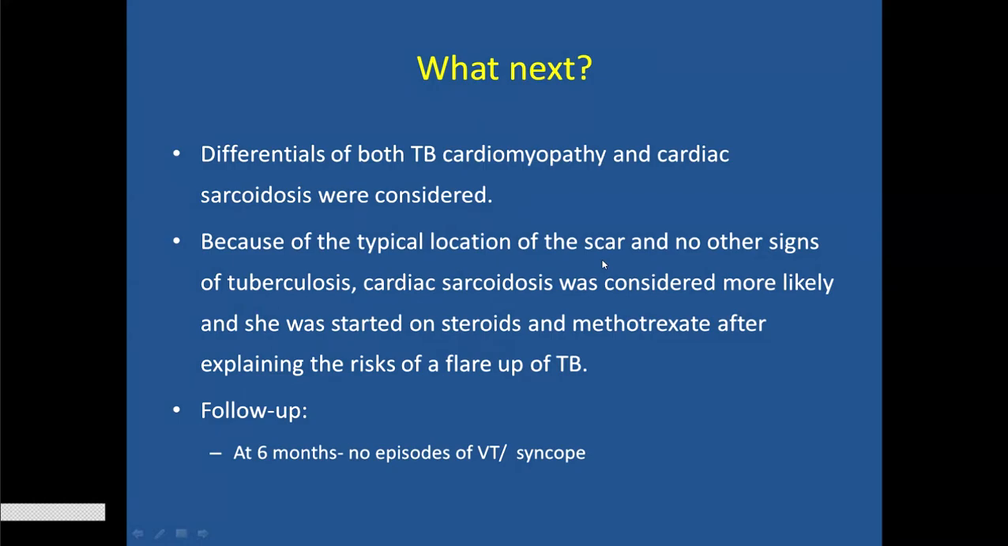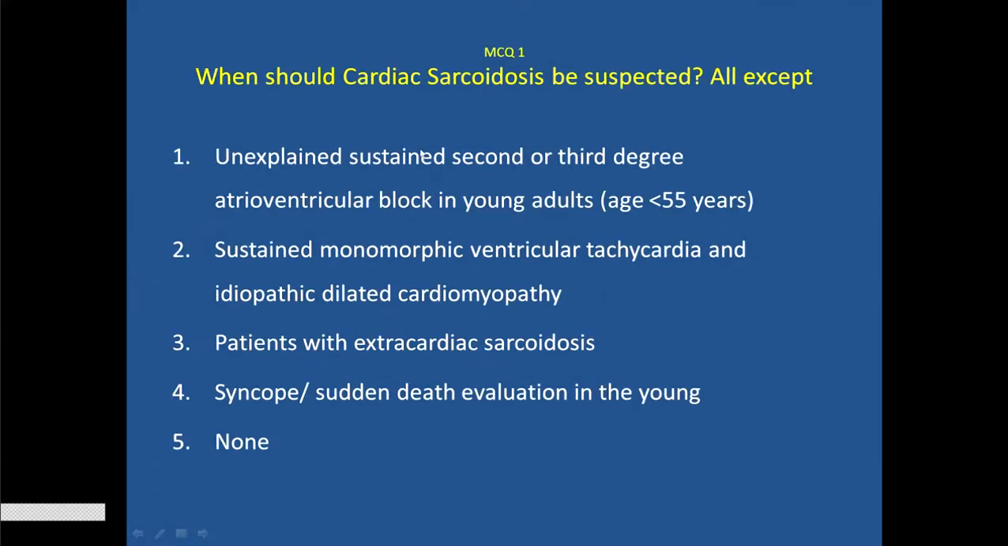And the typical location of the scar is high, with no other signs of tuberculosis. Cardiac sarcoidosis was considered more likely. She was started on steroids, and after explaining the risks of flare-up of tuberculosis, at follow-up of 6 months, no episodes of VT or syncope. At that time, and now it is many years of follow-up. She even came 3 days ago.